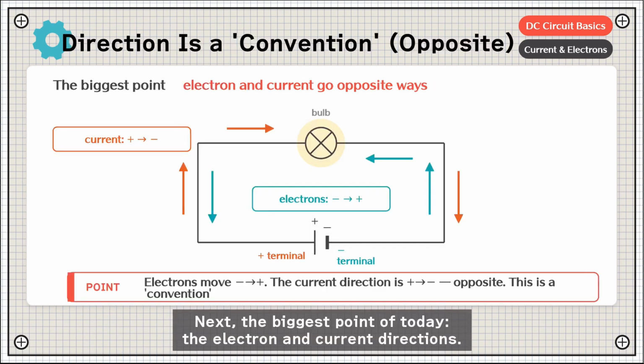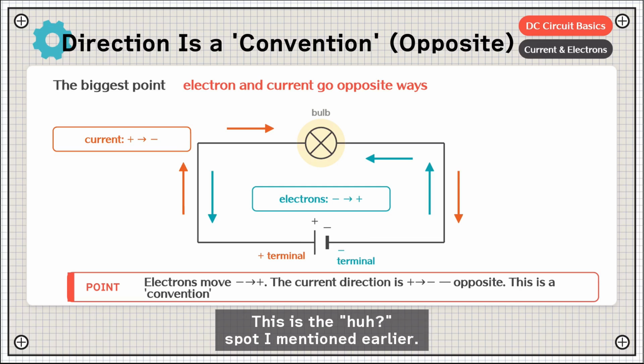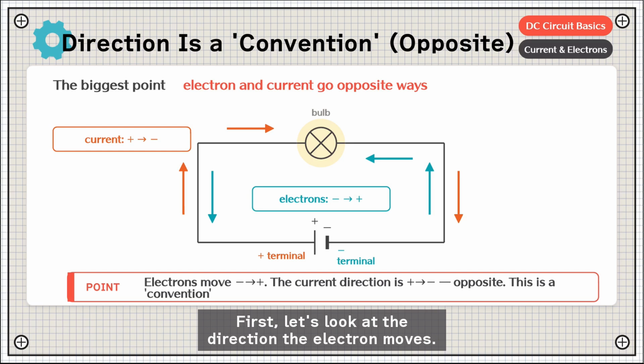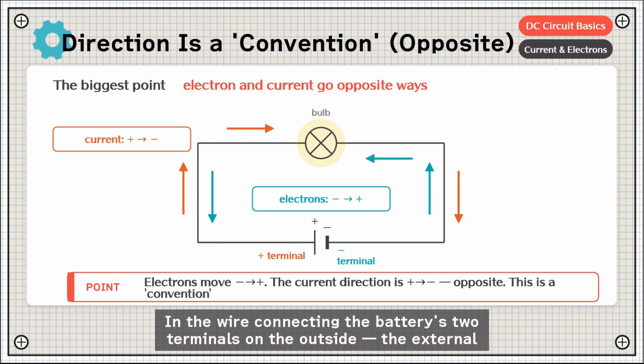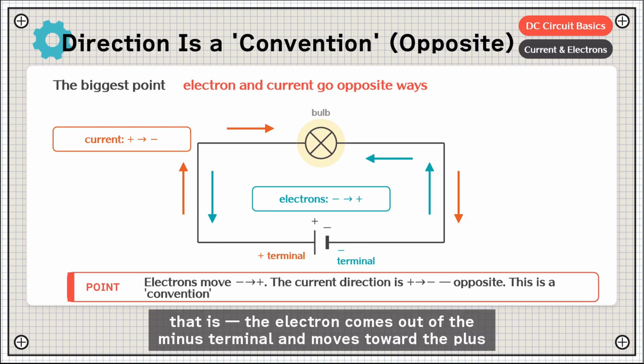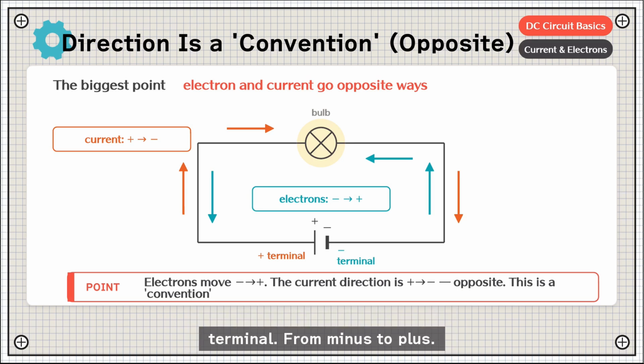Next up, the biggest point of today, the electron and current directions. This is the spot I mentioned earlier. First, let's look at the direction the electron moves. In the wire connecting the battery's two terminals on the outside, the external circuit, the electron comes out of the minus terminal and moves toward the plus terminal, from minus to plus.